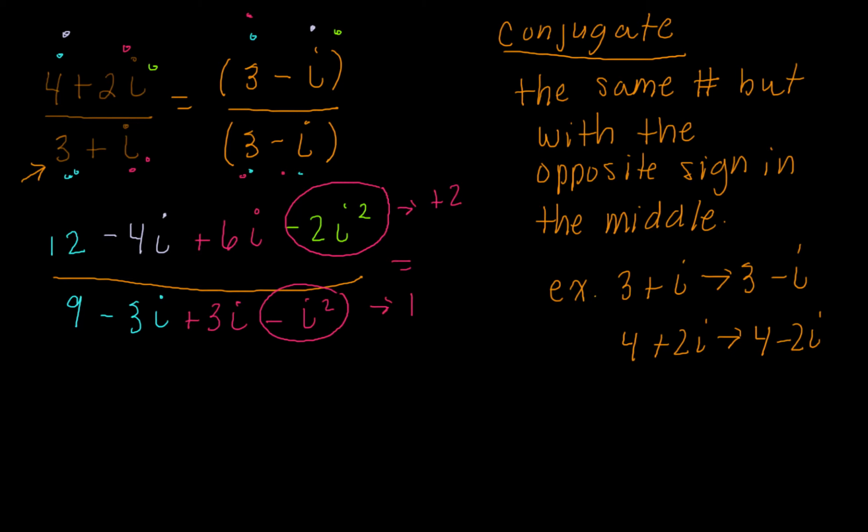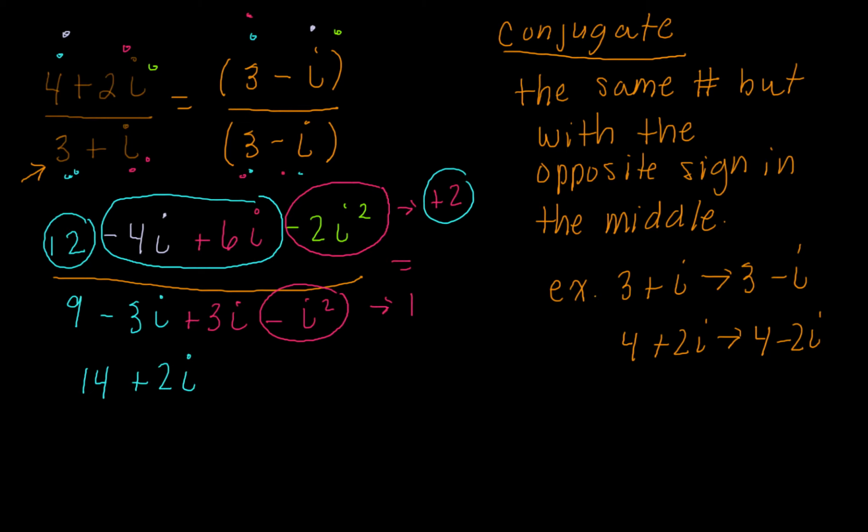So let's go ahead and simplify these numbers. We have 12 plus 2 is 14. We have a negative 4i and a positive 6i is a positive 2i. And then down here, we have a 9 and a positive 1 is 10. And a negative 3i and a positive 3i cancel out. That's why we multiply by that complex conjugate, because that's how we get the i out of the denominator.